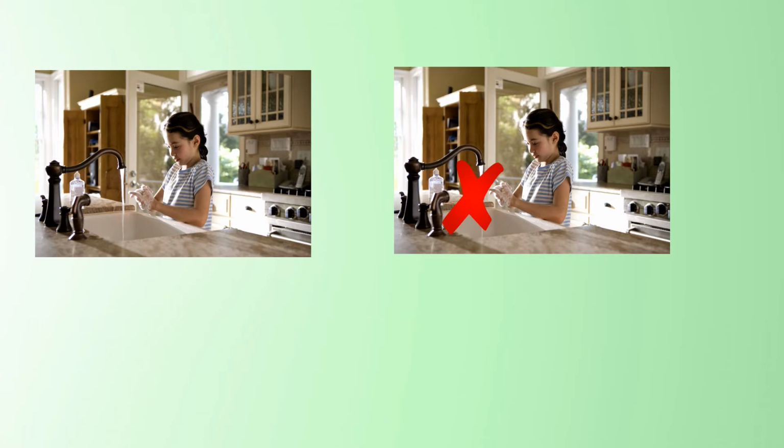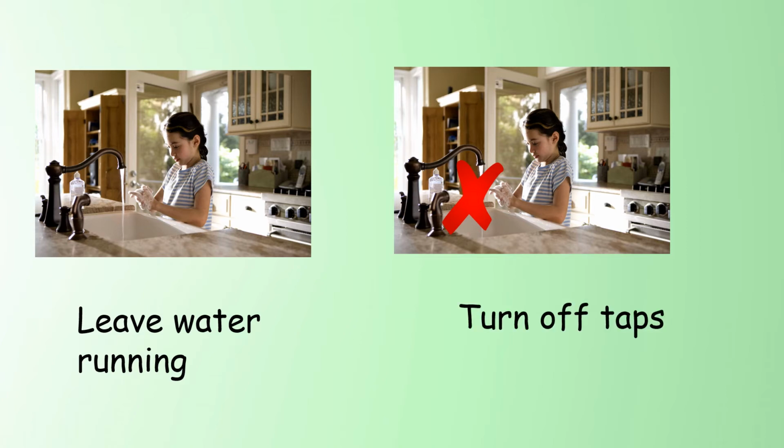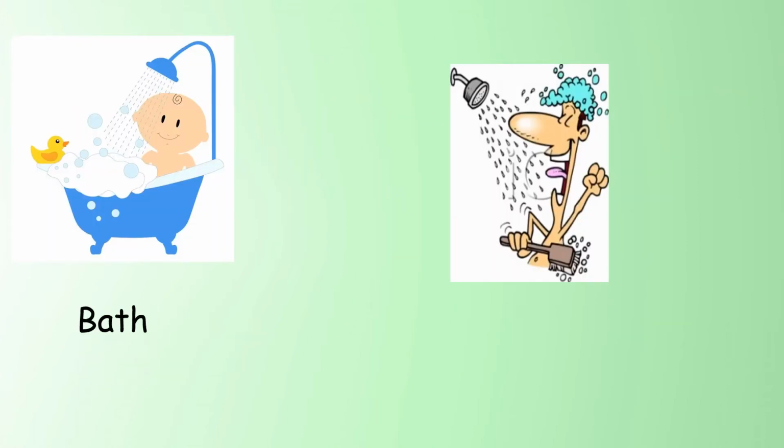We can also reduce the amount of water we use. So here we have the girl, she is soaping her hands and the water is running. So in order to reduce that wastage of water, we can turn off the taps while we are soaping our hands. So we can also reduce the amount of water we use.